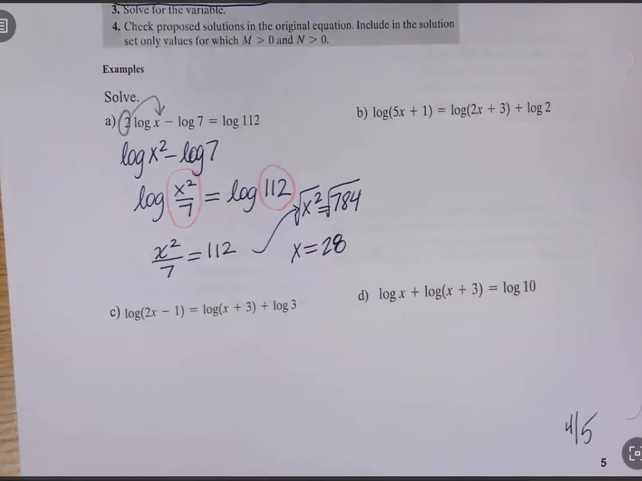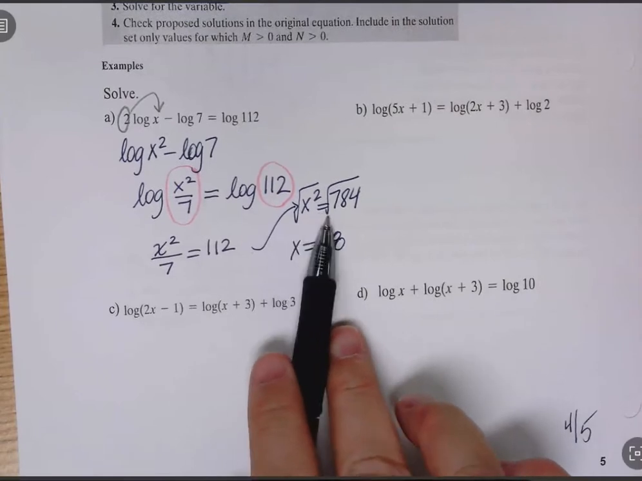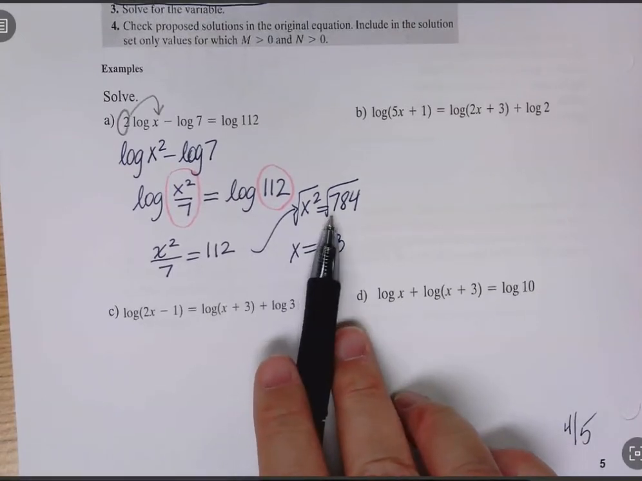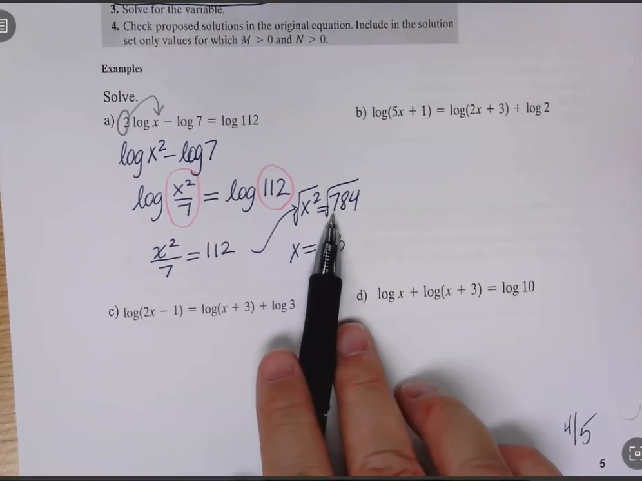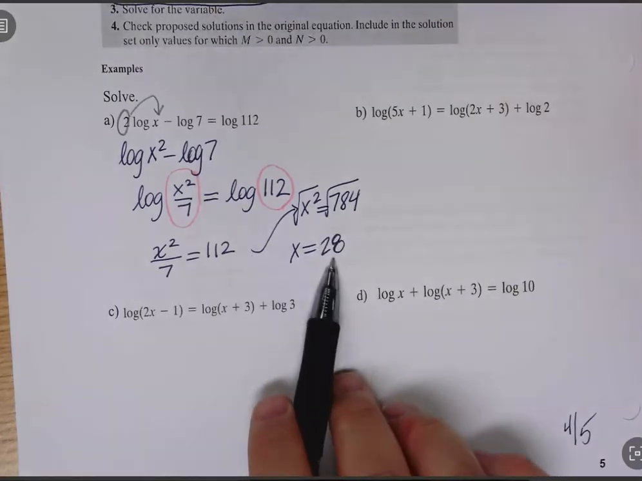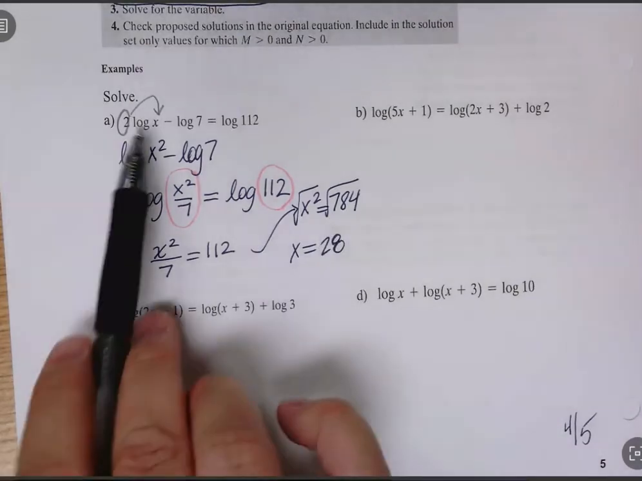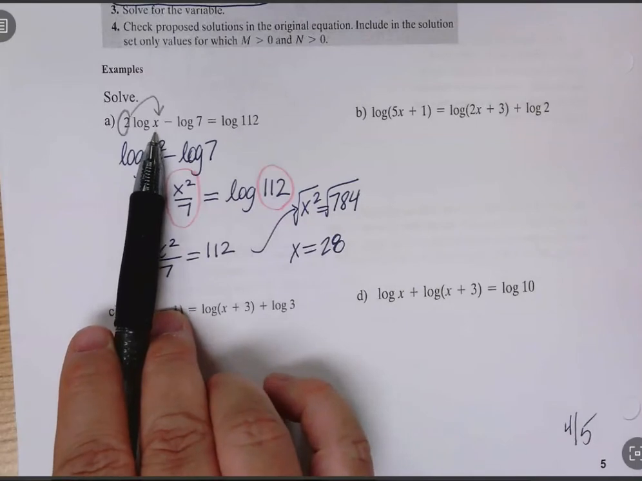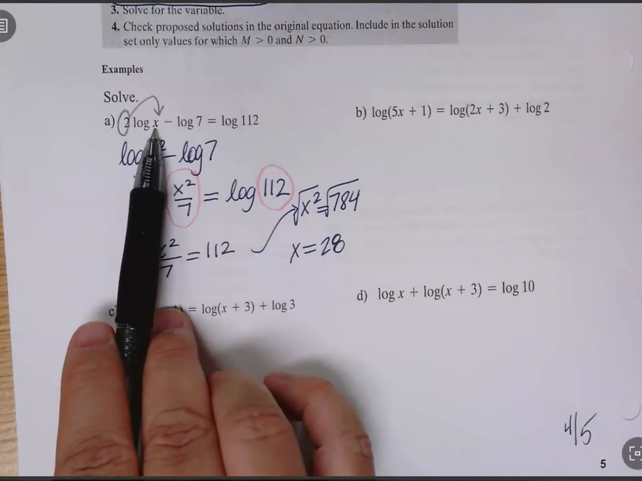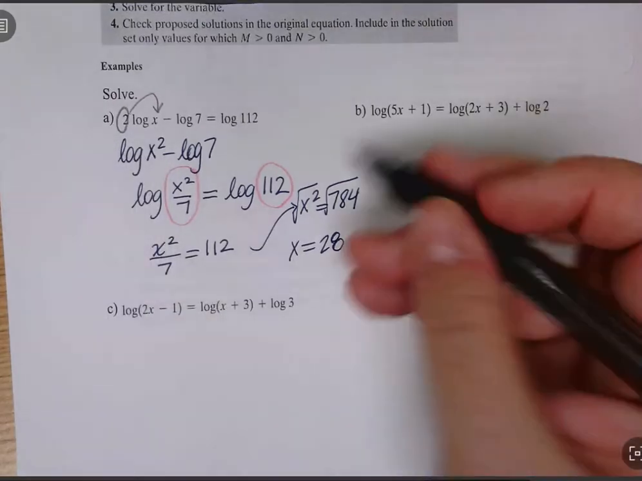Now technically, since we introduced the radical here, I would usually say then x is plus or minus the square root of 784. So x is plus or minus 28. But I glanced up here and said, remember, we can't have the log of a negative number. So x can't be negative 28. So it's just going to be positive 28.